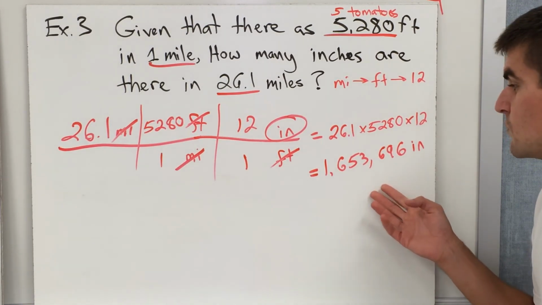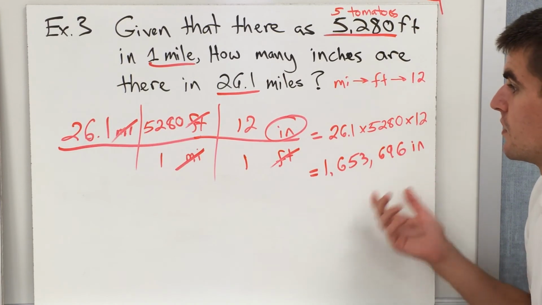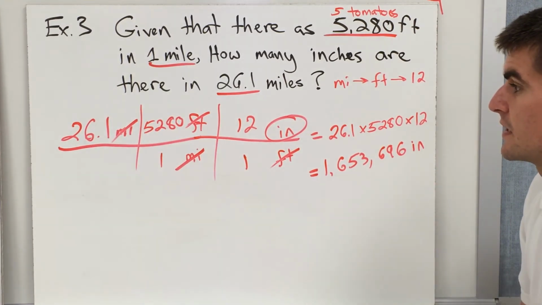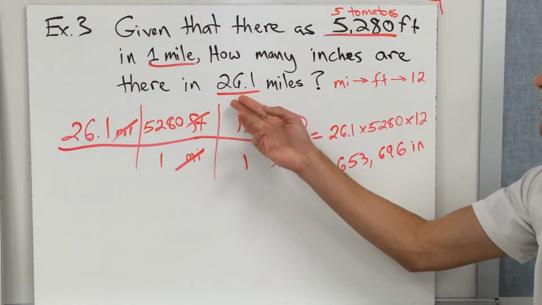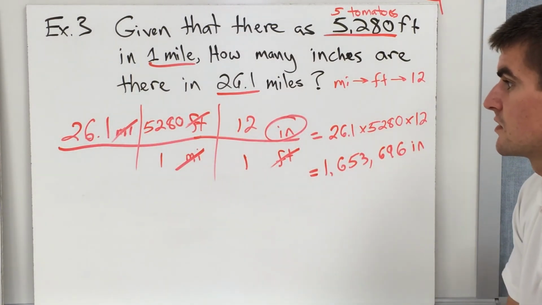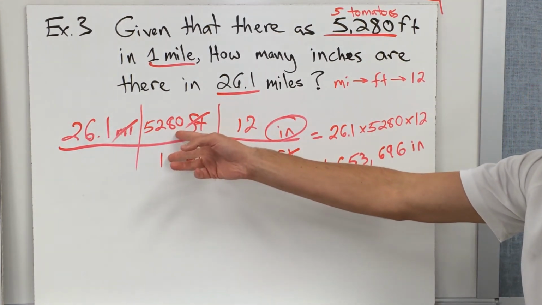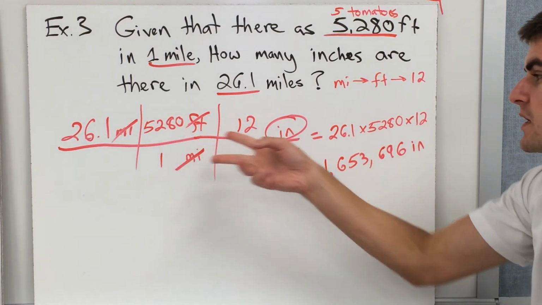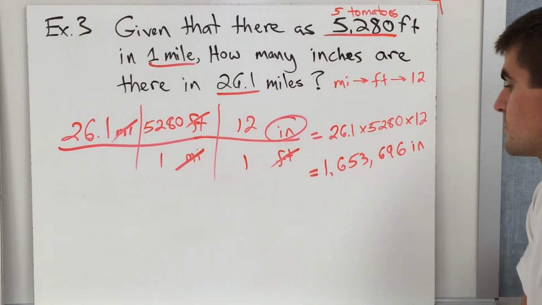Sig figs. Which one of these are actually significant? Here, most problems, it's probably going to be what you start with. So what number you're given will determine the significance, because this is a given factor. It's always going to be that. It's exactly that many. Same thing here. So there's actually infinite sig figs for each of those.